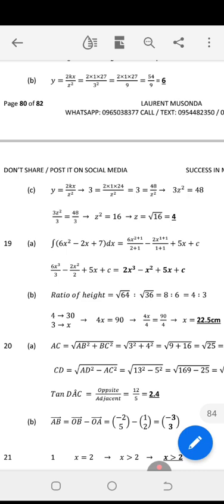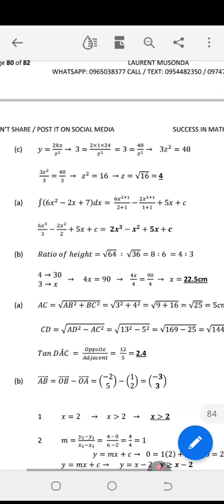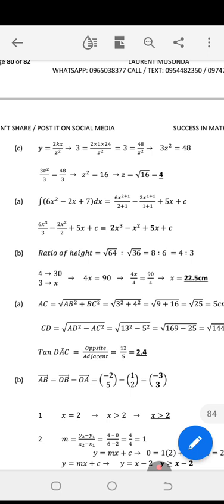And that's it. Question number B is similarities and congruent triangles. Here they've given you the ratio of areas. If they give you the ratio of the area, and they want you to find the actual height, first convert the area to height by finding the square root. That's what they've done: square root of 64, square root of 36. But if they give you the ratio of volume, you find the cube root.